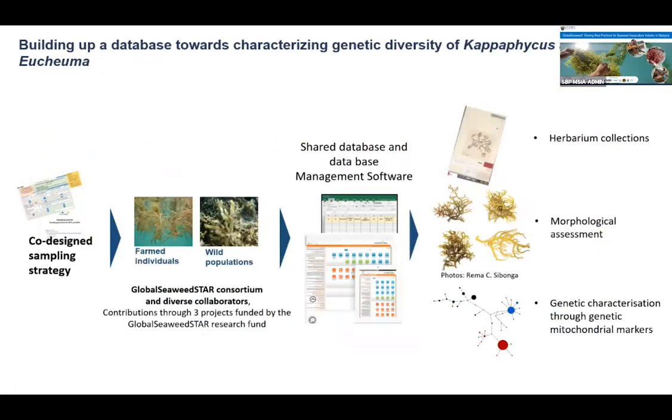Our efforts went into designing a global sampling campaign. Our international team co-designed a sampling strategy. Our consortium sampled from wild population and farms, and we built up a joint database between different institutions to effectively share data and work jointly on this project. Extensive collection of herbarium specimens were built up specifically in Malaysia, the Philippines and Tanzania. Photos document the morphology of Eucheuma and Kappaphycus specimens, and analysis of mitochondrial markers allows us to genotype individuals and to assess the level of diversity.